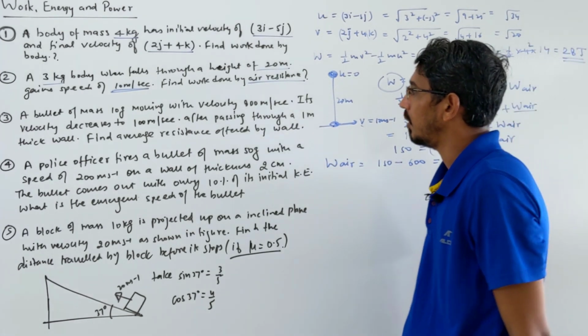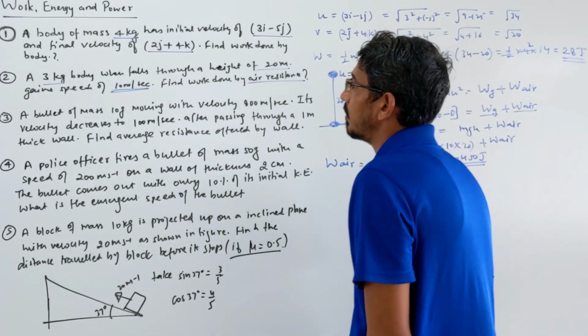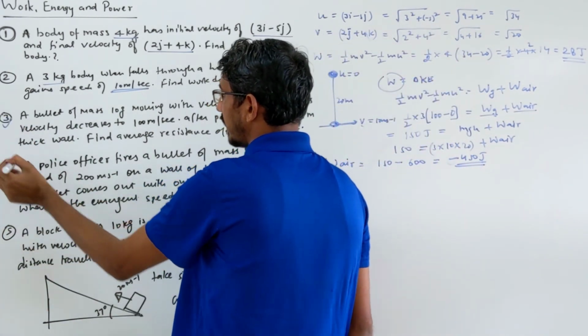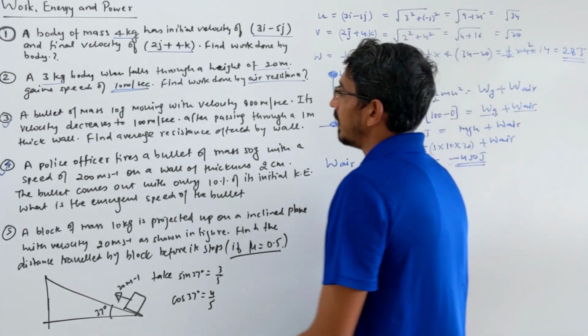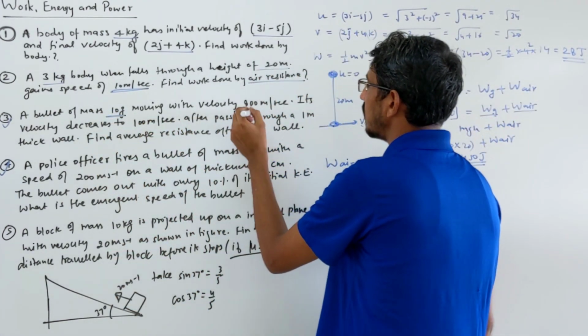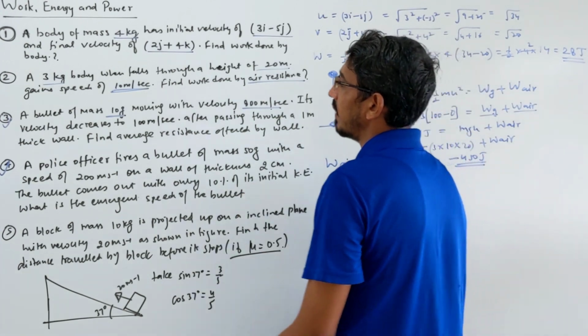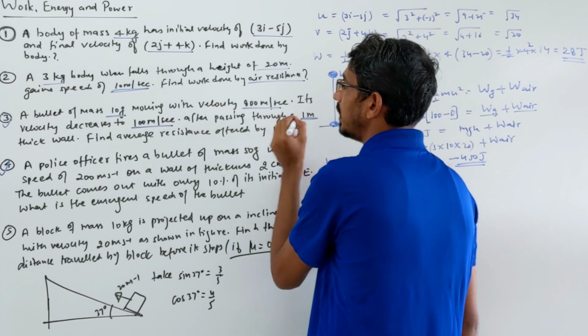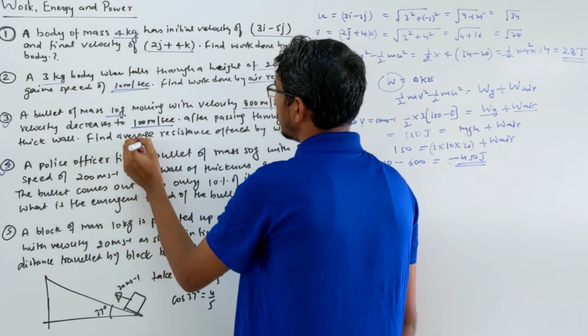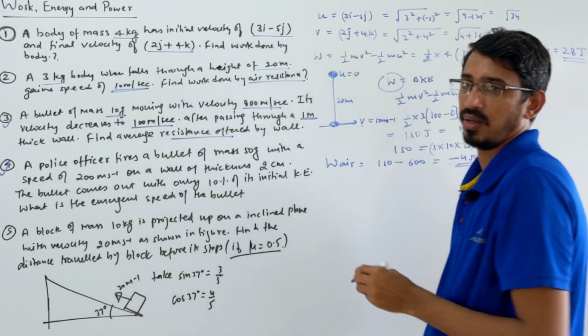Okay, let's move to the next problem. Problem number 3. Bullet problems are very important. I gave 2 problems, and I will give more problems. So a bullet of mass 10 gram is moving with a velocity of 800 meters per second. Its velocity decreases to 100 meters per second after passing through a 1 meter thick wall. Find the average resistance offered by the wall.